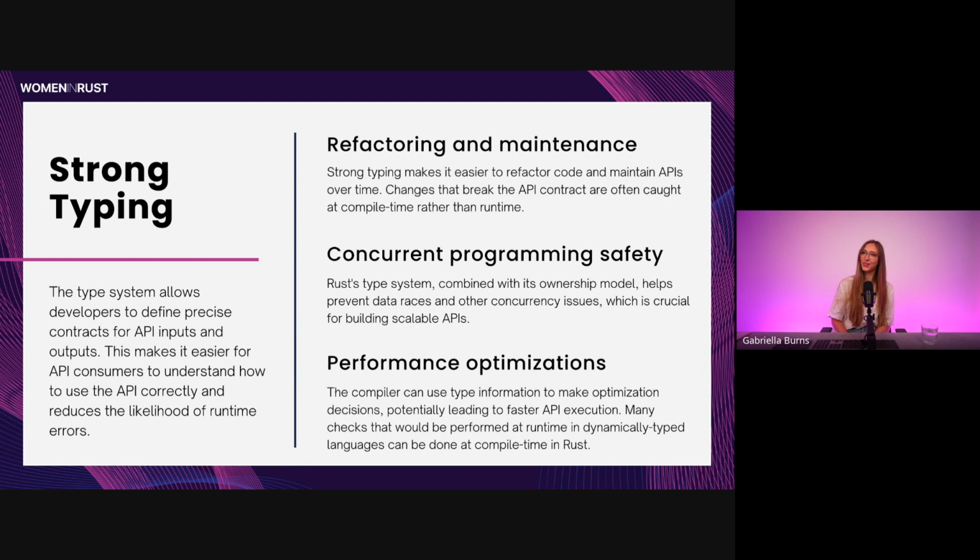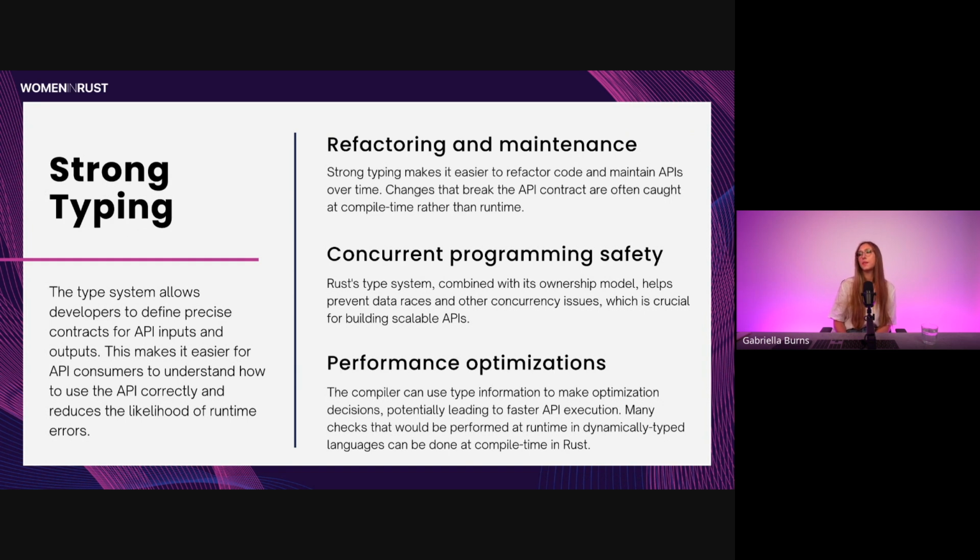Okay, so why is strong typing a benefit in building Rust APIs? The type system allows developers to define precise contracts for API inputs and outputs. This makes it easier for API consumers to understand how to use the API correctly, and it reduces the likelihood of runtime errors. So we'll look at this again from a refactoring and maintenance perspective. So it makes it easier to refactor code and maintain APIs over time.